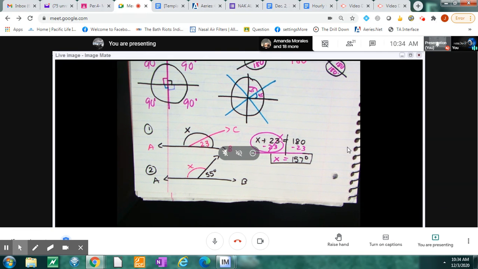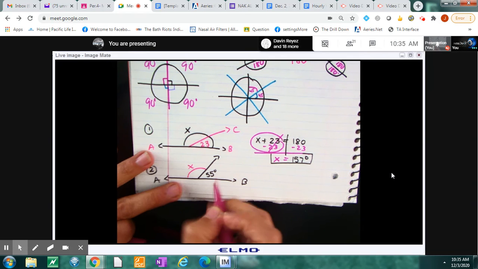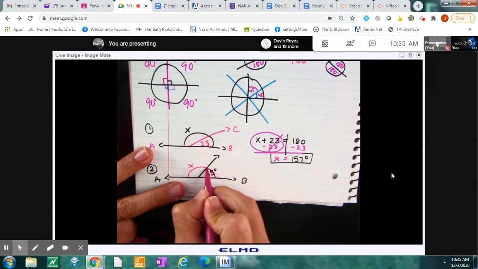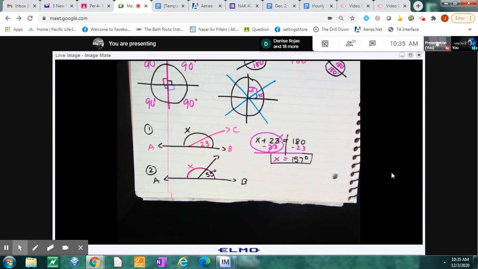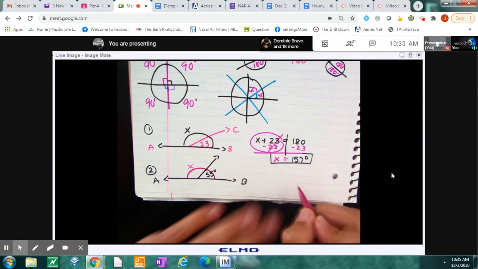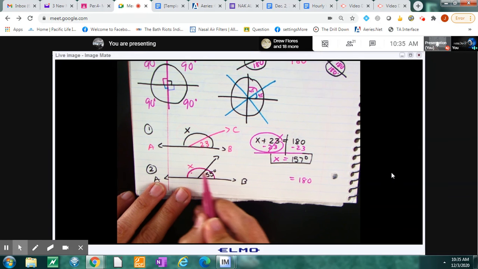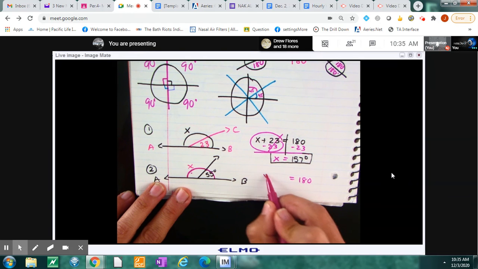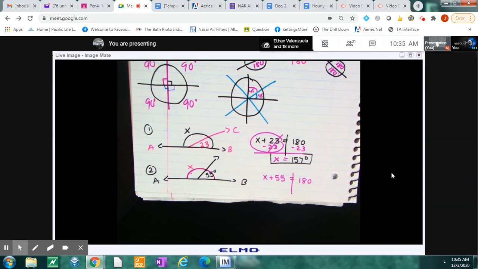On the next problem, you have a similar situation. So remember, a straight line, this whole thing, if this is 55, but if you make a half a circle, that's 180, right? So again, I'm going to put equals 180. So X plus 55 should equal 180, right? You're doing the same thing, it's just different numbers. So what do I do?